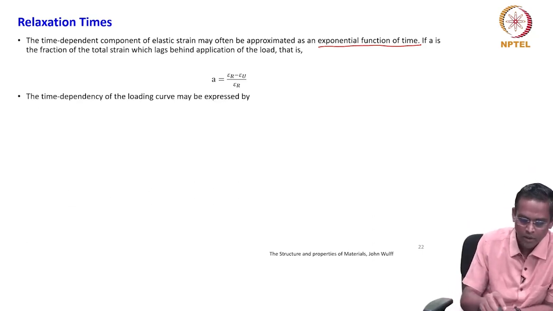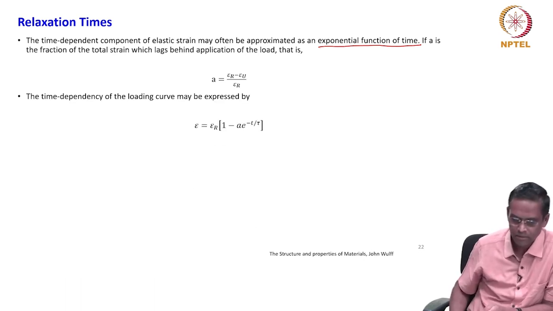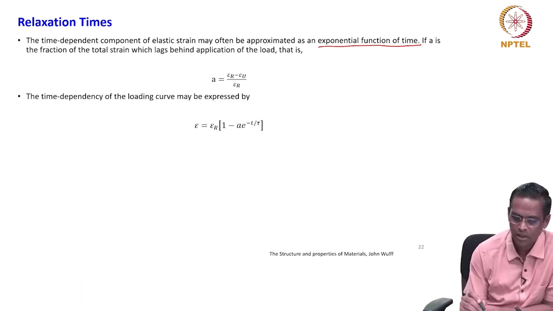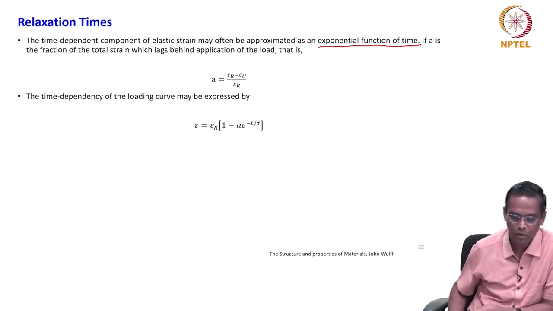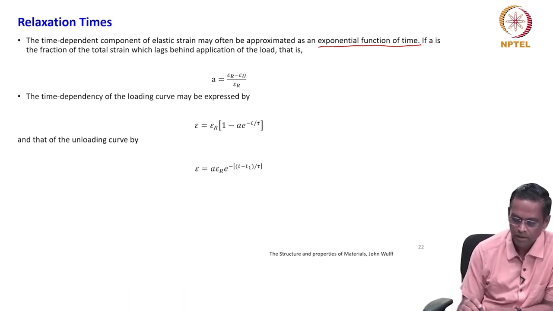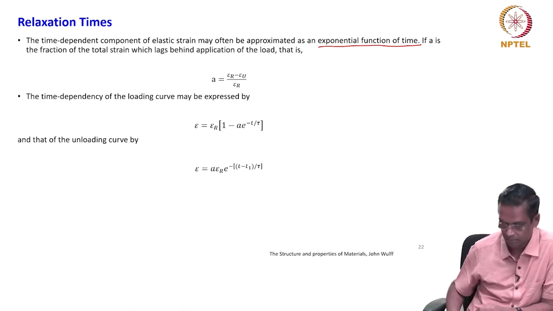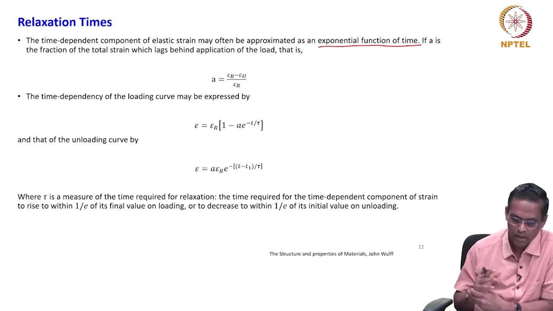The time dependency of the loading curve may be expressed by this expression: epsilon is equal to epsilon R times (1 minus A) into e to the power minus t by tau. This is for the loading. For unloading, epsilon is equal to A times epsilon R into e to the power minus [t minus t1] divided by tau. This is for unloading, okay.